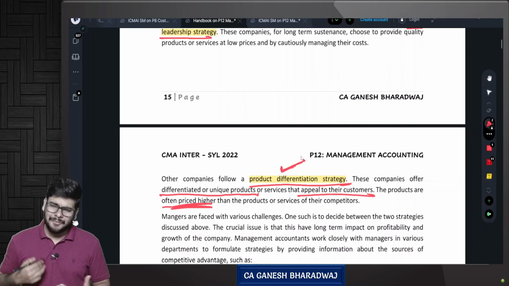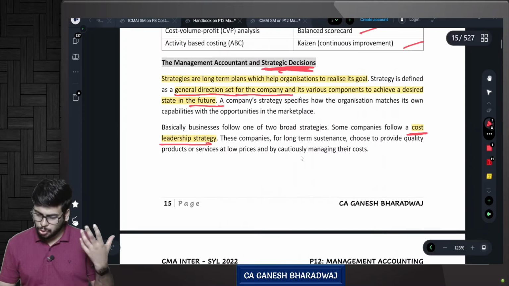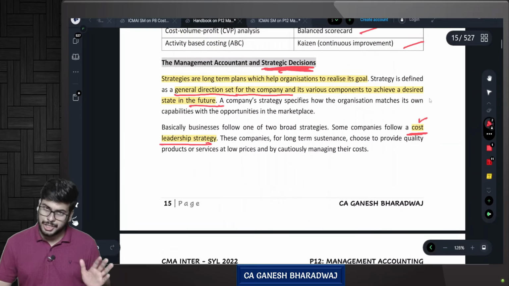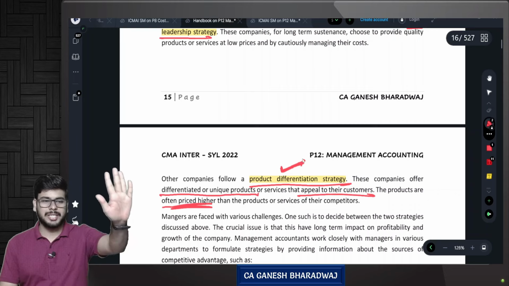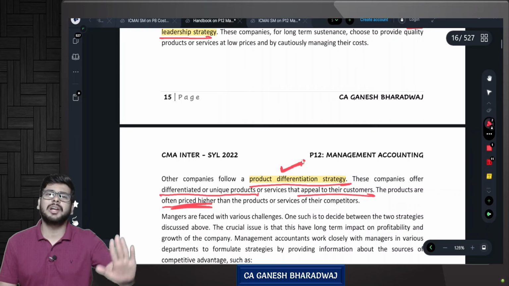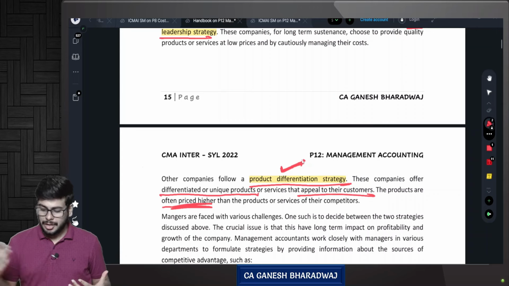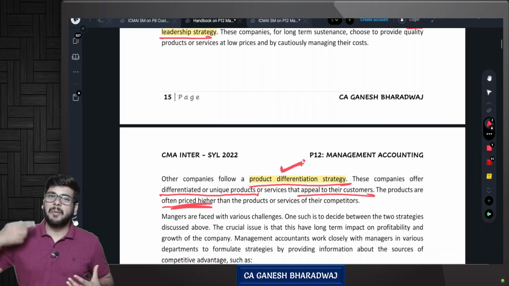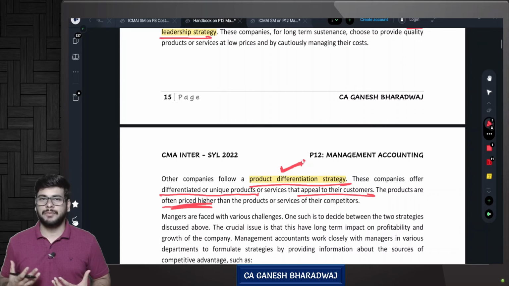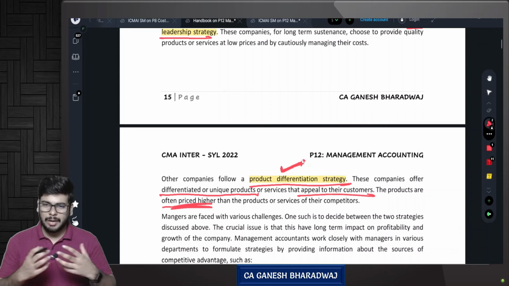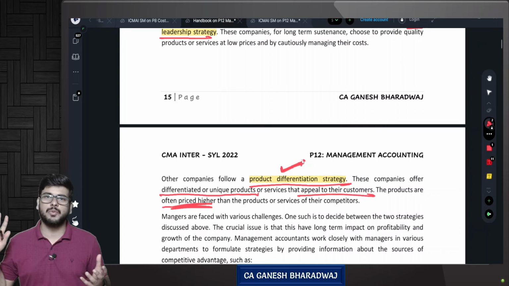So for a company to be successful, they can go with a cost leadership strategy or they can go with a product differentiation strategy. Cost leadership strategy means go for a lower price, price your products very low, so that way you capture the market. In case of a product differentiation strategy, it means price your products high, but here the focus is on coming up with different, new, creative products in the market. Clear? So these two are mutually exclusive. You should decide which one is better for you.